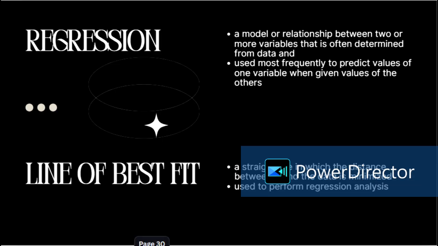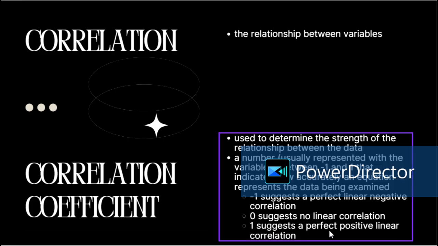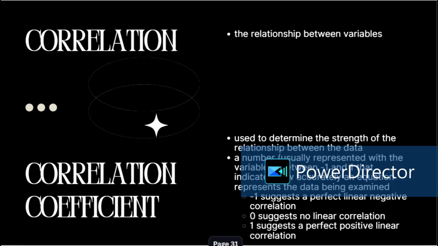data point. Correlation is the relationship between variables, and a correlation coefficient is used to determine the strength of the relationship between the data. A number, usually represented with the variable r, between -1 and 1, that indicates how accurately an equation represents the data being examined. -1 suggests a perfect linear negative correlation, 0 suggests no linear correlation, and 1 suggests a perfect positive linear correlation. If you don't have this information in your notes, you need it.